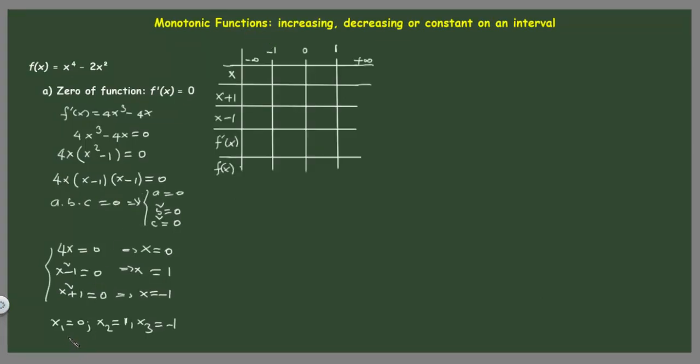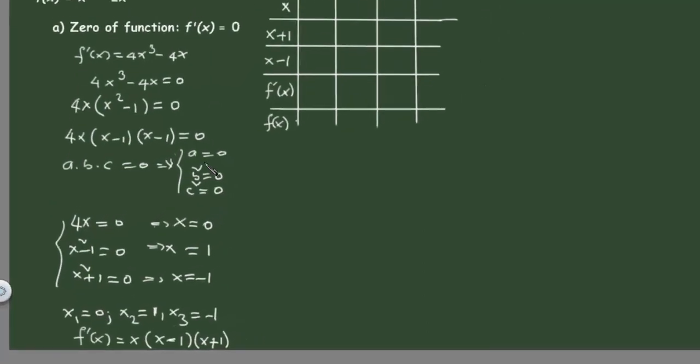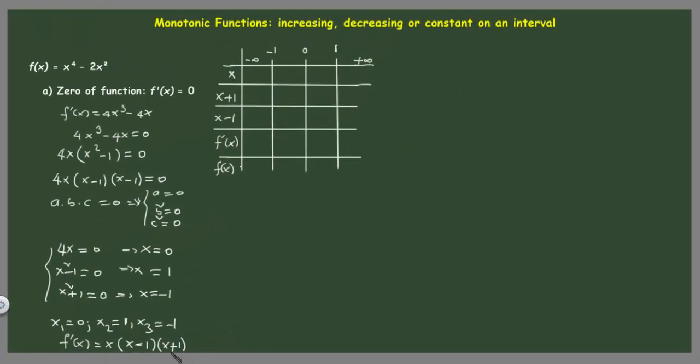Before doing that, we can write f prime of x equals x times x minus 1 times x plus 1. Just coming back here, 4x equals 0, we just divide the 0 by 4, so 0 doesn't mean a thing here. That's why I didn't even mention it. So we have f prime of x like this.